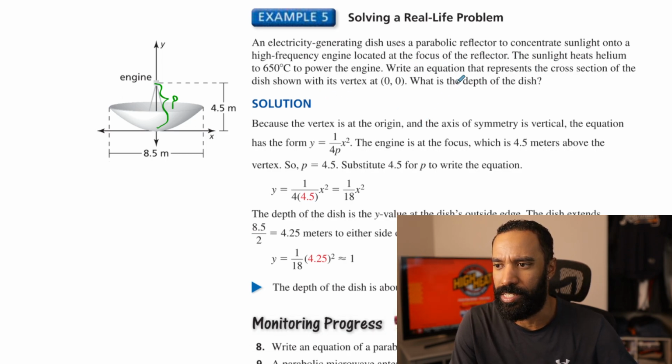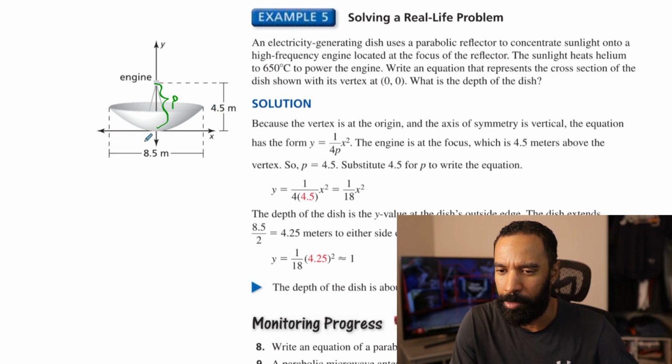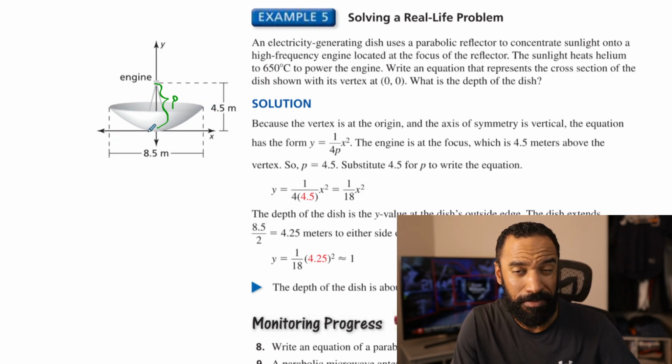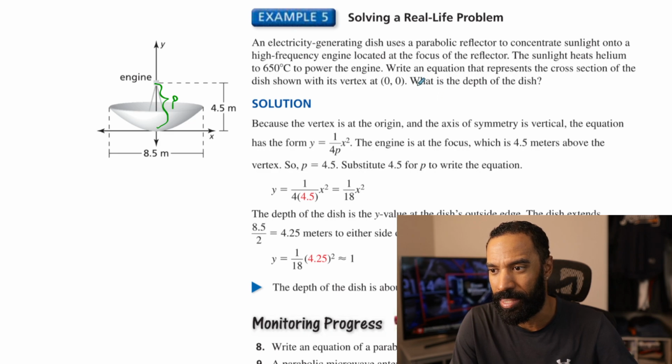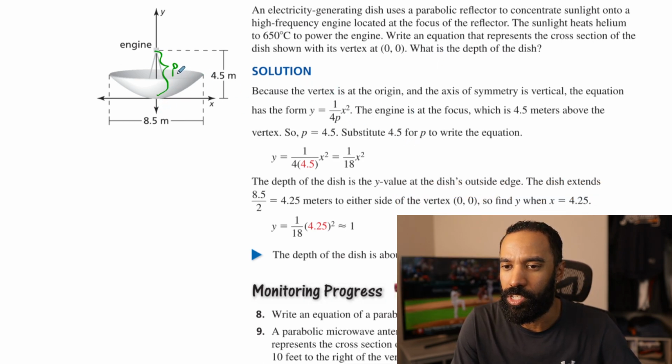Write an equation. What is the depth of the dish? Oh, okay. That'll be used, I guess, once we get our equation. Maybe we get to plug something in to get that depth. And I see what we're going to do there eventually. So we're going to use this p to get this stuff.